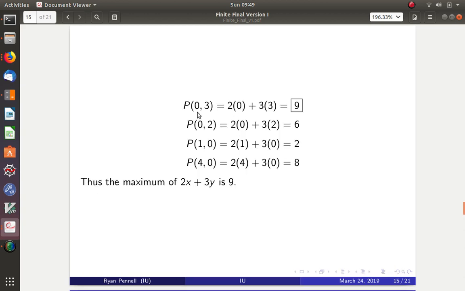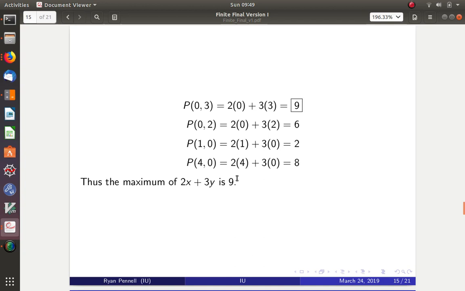So I plug those into that objective function that we were given. So I plug in the point 0, 3, and I'll get 9. That ends up actually being the answer, but to be sure I should test all the points. 0, 2, I get 6, 1, 0, I get 2, and 4, 0, I got 8. Okay, so this was the largest. I'm looking for the maximum of this function, so thus the maximum of 2x plus 3y must be 9. So that's why the answer is 9.